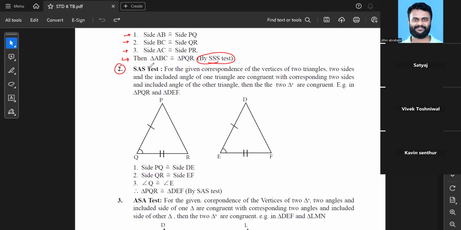Now the next test is the SAS test. Simple logic. SAS means side, then... what is SAS?